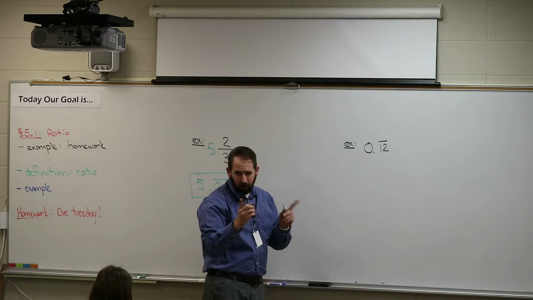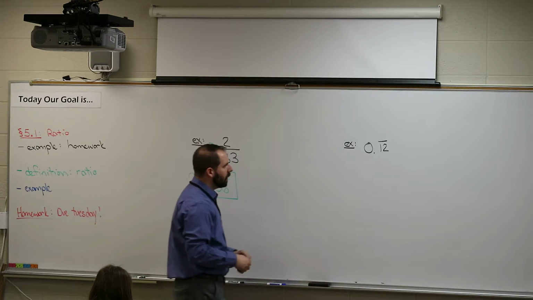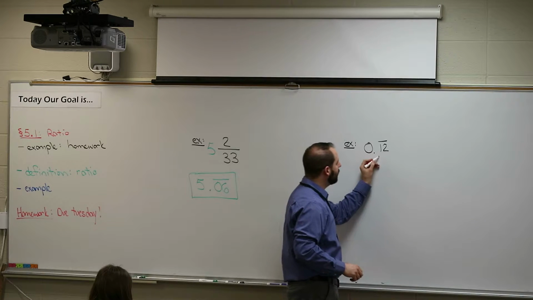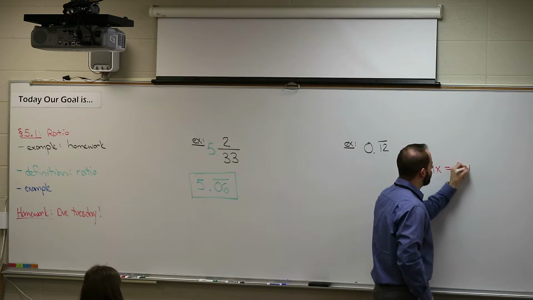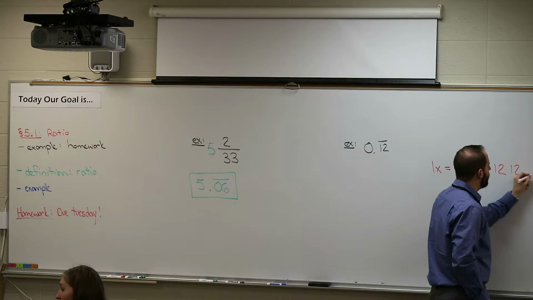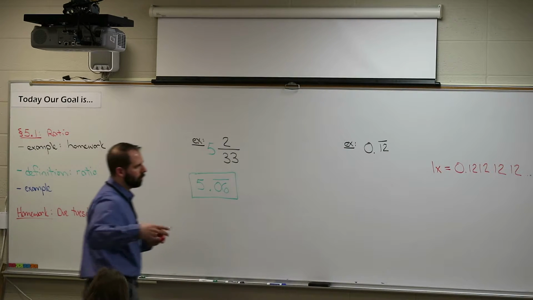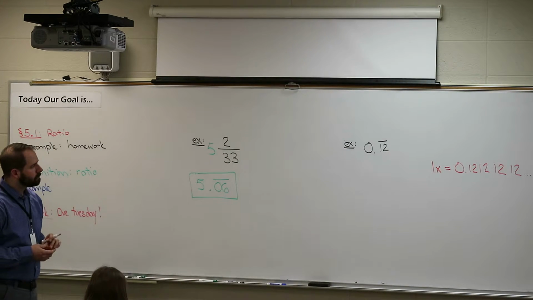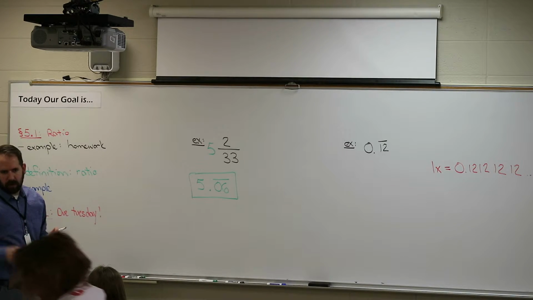The real process, we have the shortcut, right? I'll ask you what your shortcut is in a little bit, but the real process: you take this number, you set it equal to 1x, and you actually write out the numbers that are repeating. You go a little ways, about 2 or 3 iterations of what number repeats. So we have 0.12, 1, 2, 1, 2, 1, 2, 1, 2, 1, 2, 1, 2.